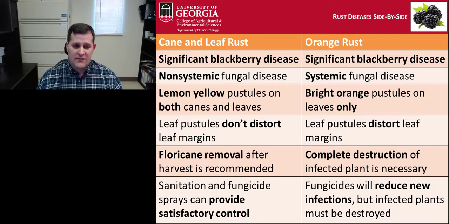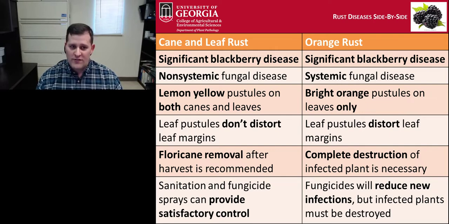It causes a systemic infection. The pustules are slightly different colors. They're a little more lemon yellow in cane and leaf rust, but it's hard to tell them apart by color. But you do get pustules on both the canes and the leaves with cane and leaf rust. The leaf pustules do not distort the leaf margins with cane and leaf rust, but they do in orange rust.